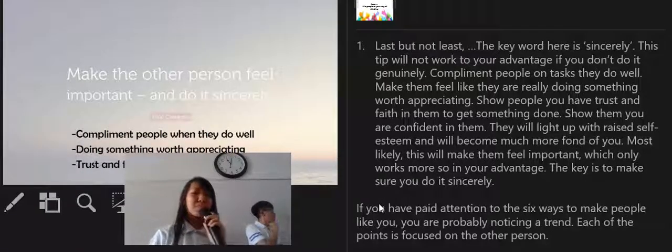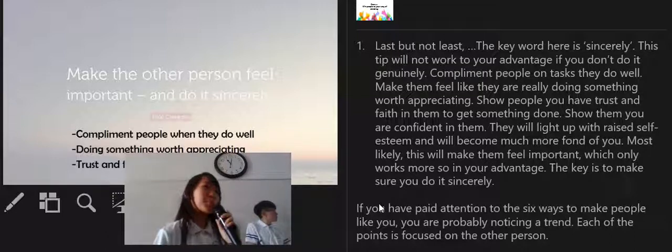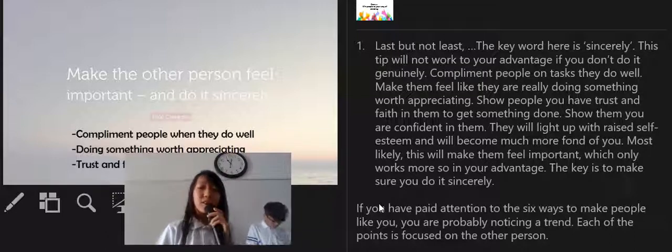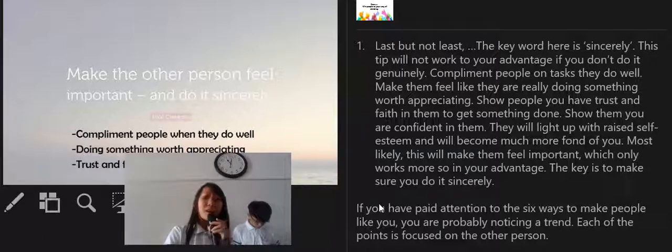Last but not least, make the other person feel important and do it sincerely. The key word here is sincerely. This tip will not work to your advantage if you don't do it genuinely. Compliment people on tasks they do well. Make them feel like they are really doing something worth appreciating.